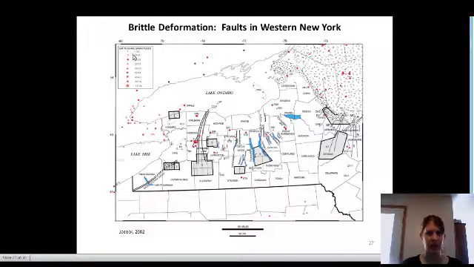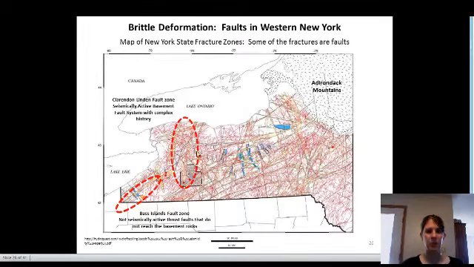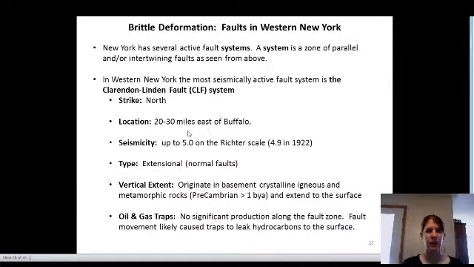So this is just looking at earthquake magnitudes in relation to some of these fault zones. New York has several active fault systems. I mentioned that a couple seconds ago. A system is a zone of parallel or intertwining faults as seen from above. In Western New York, the most seismically active is the Clarendon-Linden fault system. It has a general strike northward, in this direction, and is located 20 to 30 miles east of Buffalo.